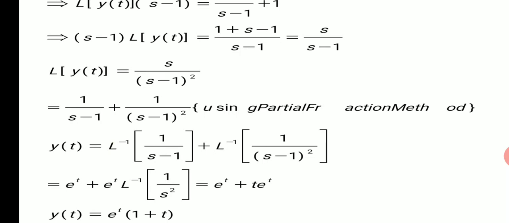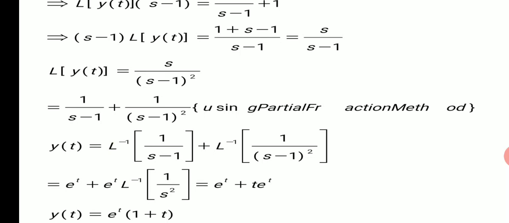Okay, automatically y of t is equal to, we are using the inverse transform also. y of t is equal to L inverse of 1 divided by s minus 1 plus L inverse of 1 divided by s minus 1 the whole square. Already I told you that the Laplace transform and inverse Laplace transform satisfy the linearity property, and for that purpose I have to apply the L inverse here.